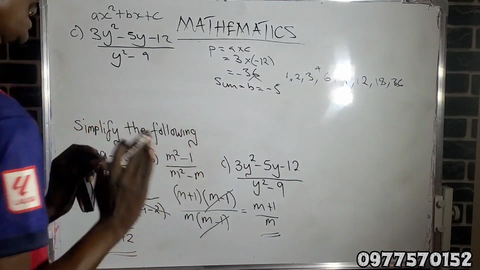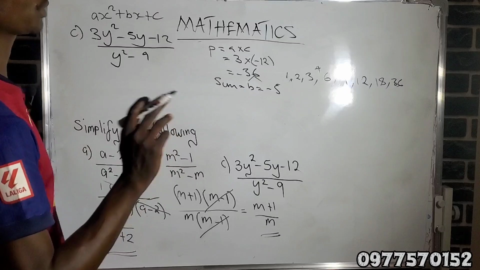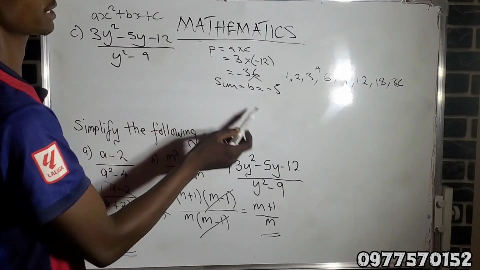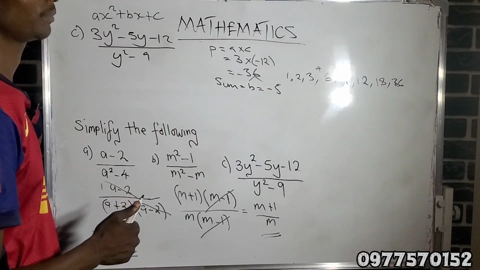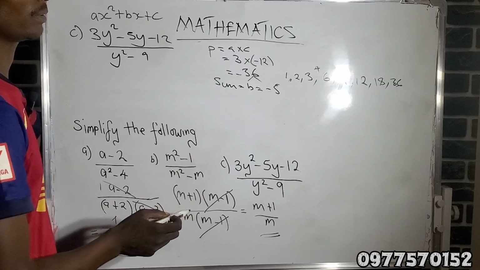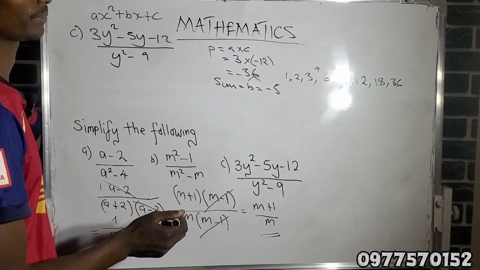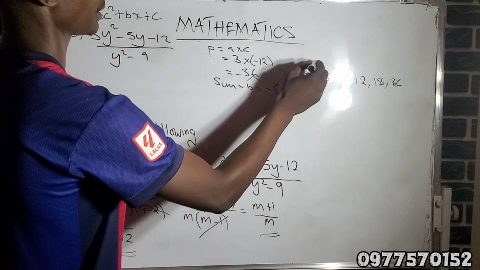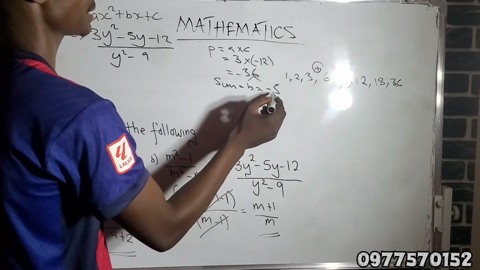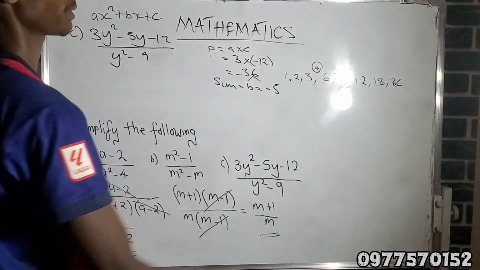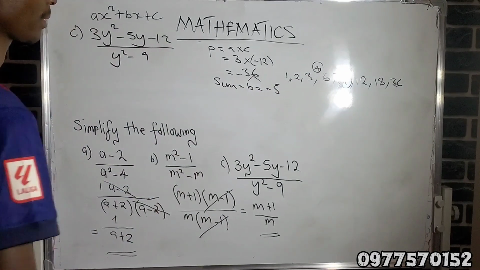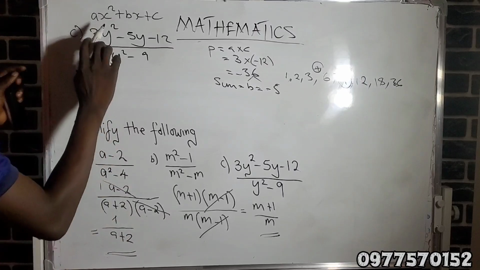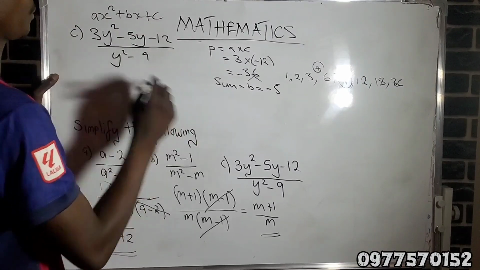These are not big numbers. Two numbers, when you multiply them, should give you 36, and when you add them, should give you negative 5. 4 and 9. And since both are negative, meaning the bigger one is the one that is what? Exactly. So solving this separately, we're going to split this one.